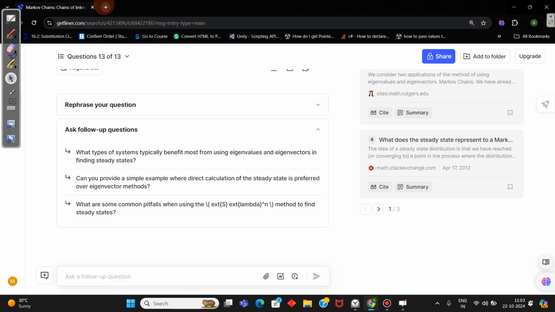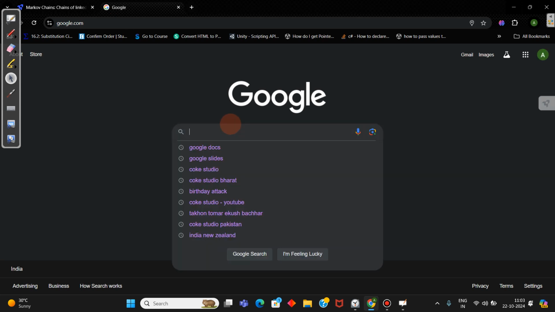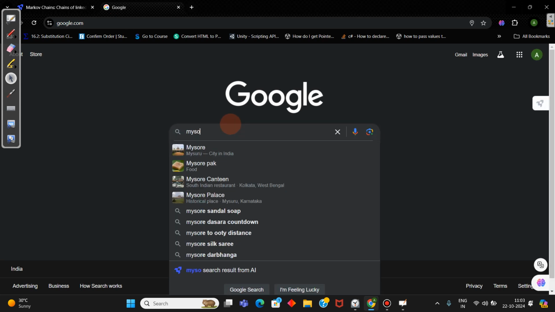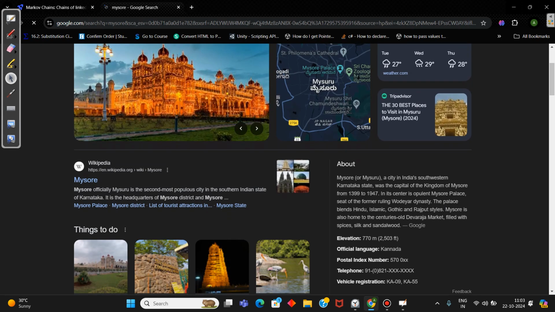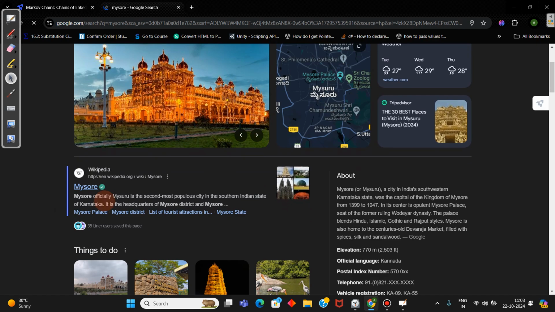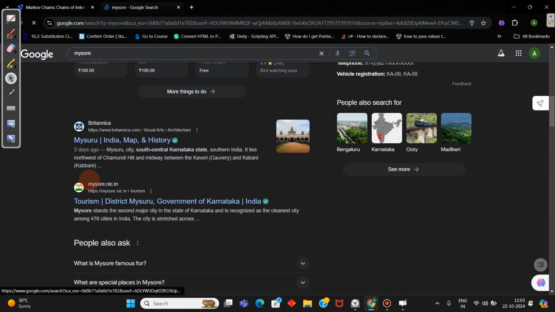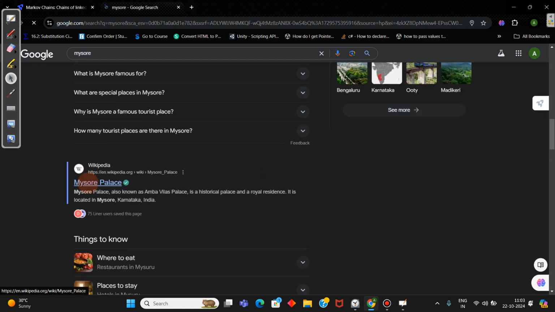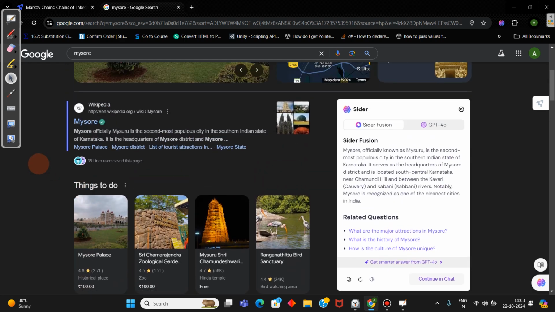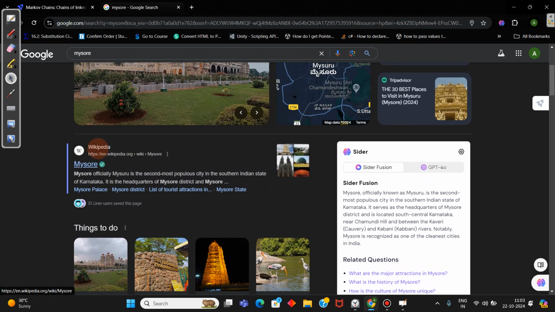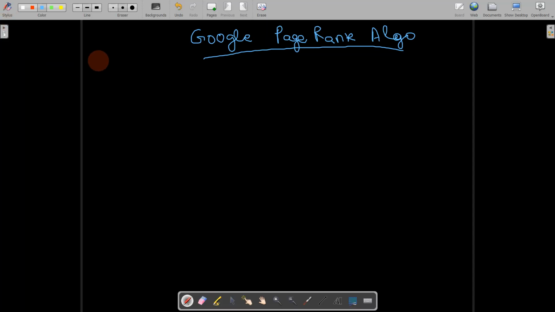for once. Whenever I am searching anything over here, say we search Mysore city. So how is Google ranking which page to show first? There are so many results related to Mysore city. Then how is it deciding which web page to display first, which web page to display second? So that is all about Google's PageRank algorithm.